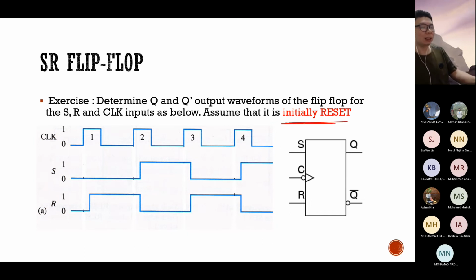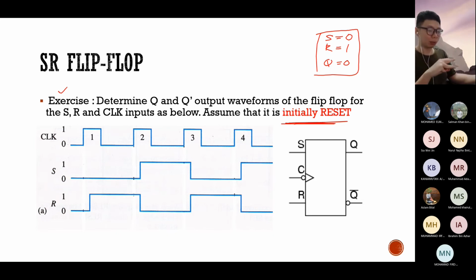Okay, initially reset means what? The initial value is S equals to 0, R equals to 1. This is the initial value, and the Q will be 0 because this is a reset state. So this is the beginning of your timing diagram. We'll need to have this value. So this is today's exercise, and I will put this exercise as one of your quiz today.